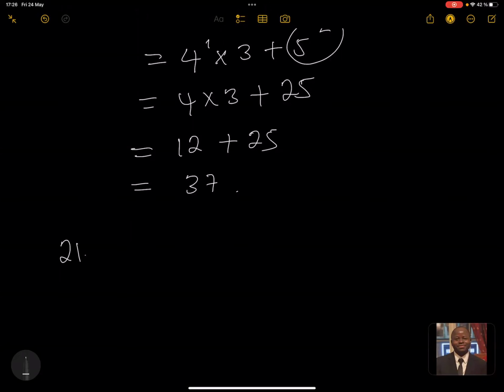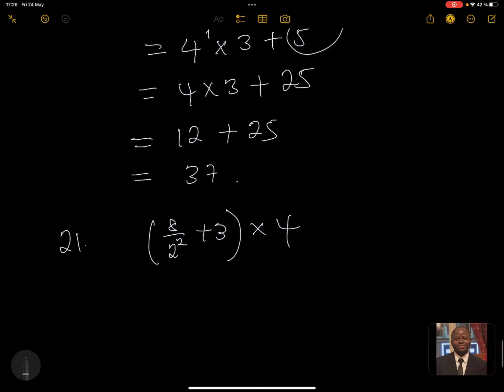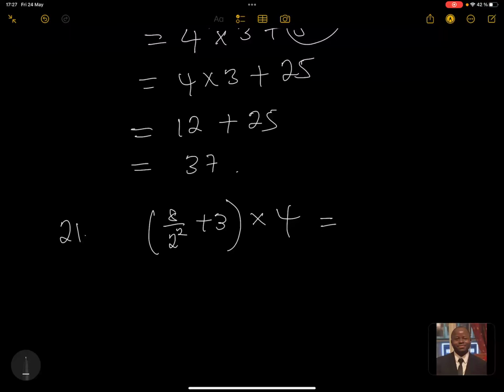So what does question 21 say? Open a bracket, 8 over 2 squared plus 3, multiplied by 4. So according to PEMDAS, you start with what is in the bracket. So this will give you 8 divided by, in the bracket, you have 3 operations: division, addition, and exponent. So you deal with exponent first. So instead of writing 2 squared, you now write 4, plus 3, okay?